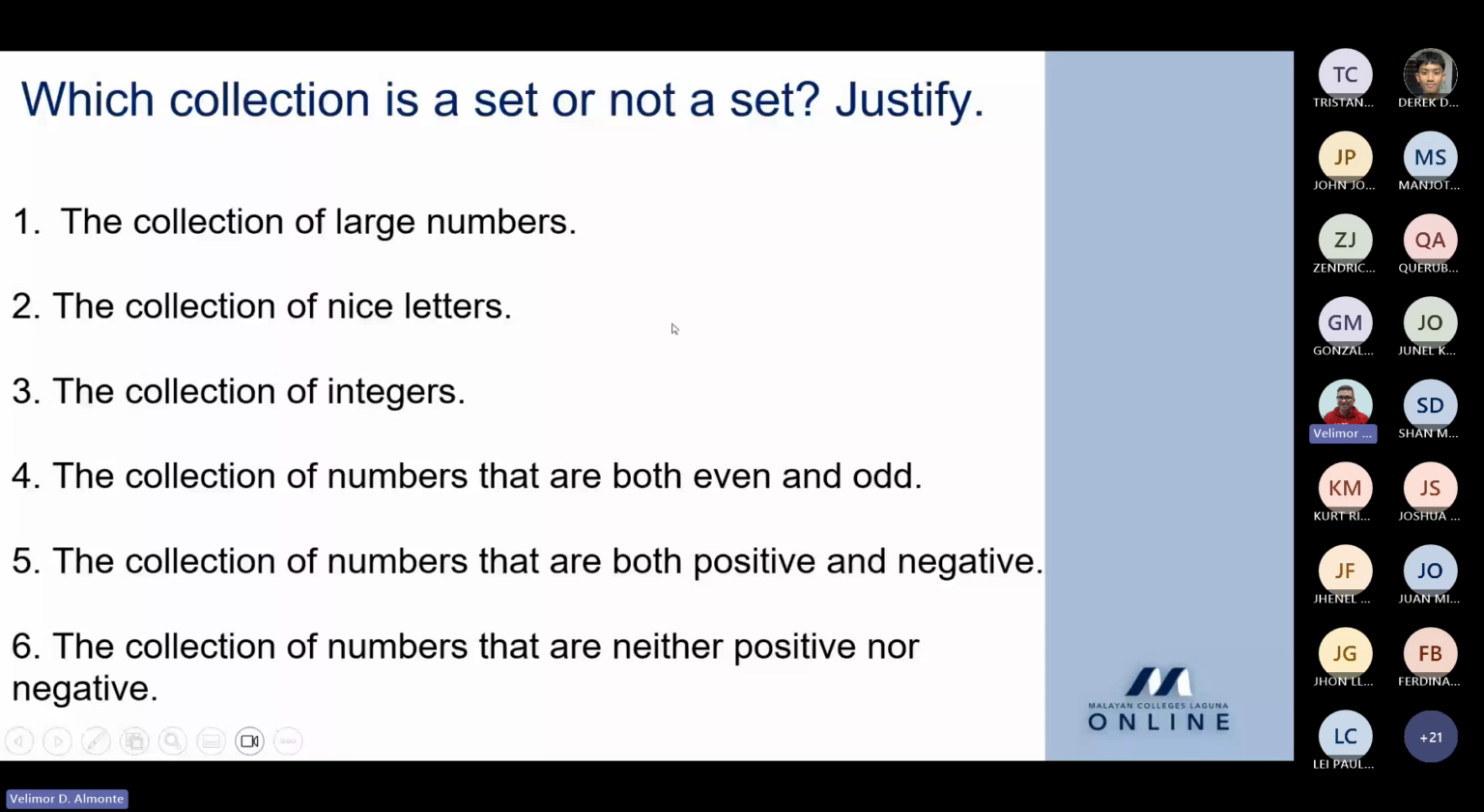Number 4, the collection of numbers that are both even and odd. Number 5, the collection of numbers that are both positive and negative. Number 6, the collection of numbers that are neither positive nor negative. So make sure you understand the phrase well defined. Okay, go ahead. Edit your answer previously, then add 4, 5, 6, so that you have one answer, then continue 4, 5, 6.